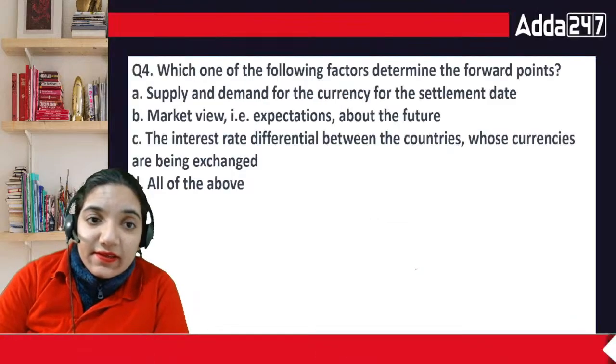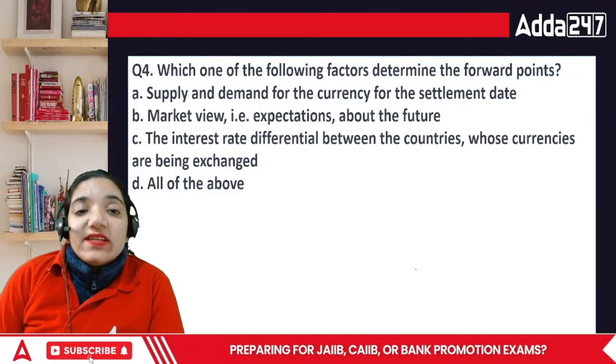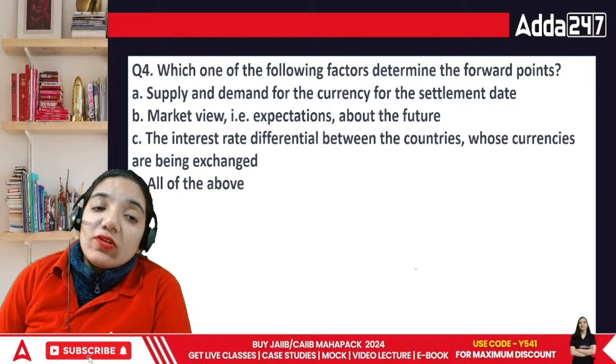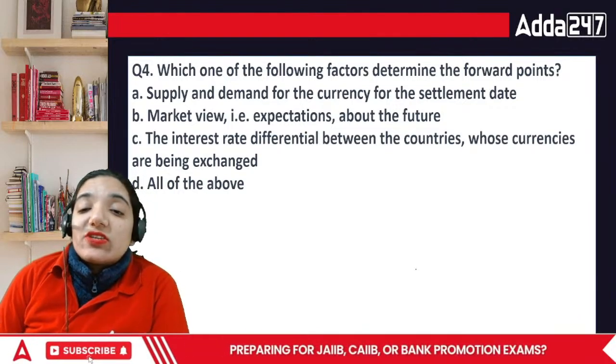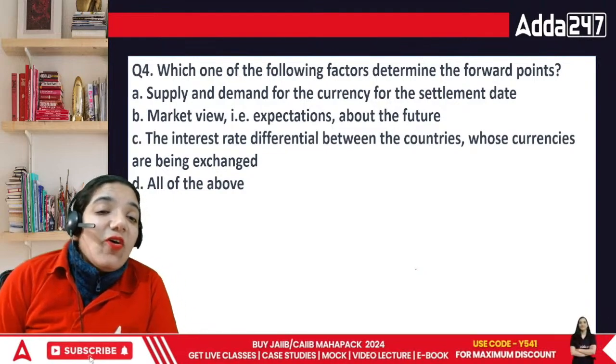Done? Which one of the following factors determine the forward points? Supply and demand for the currency for the settlement date, market view, that is expectations about the future, the interest rate differential between the countries whose currencies are being exchanged, or all of the above.